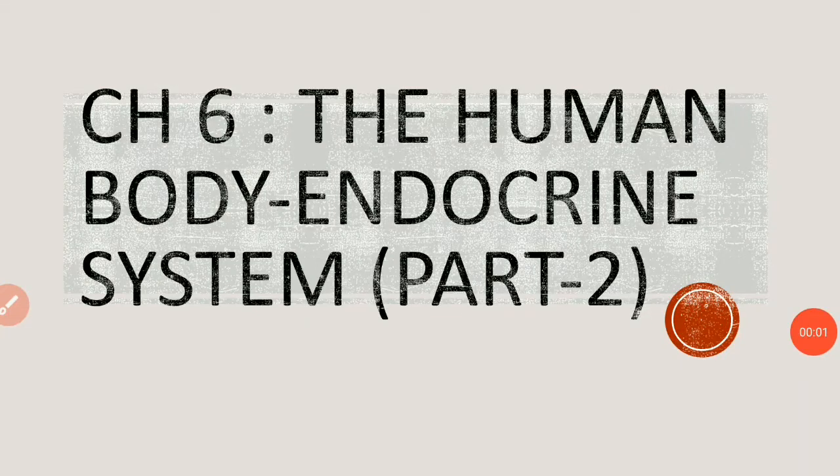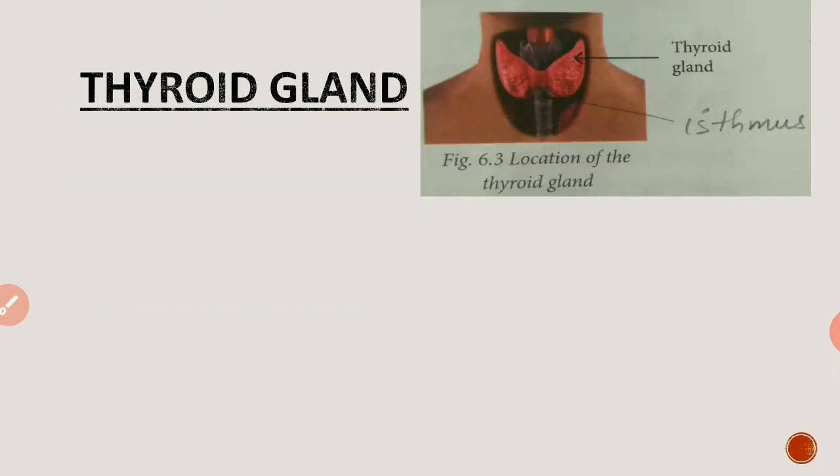Hello children, let's learn something more about the endocrine system. Today we will study three more glands: thyroid gland, parathyroid gland and pancreas. So first is the thyroid gland.